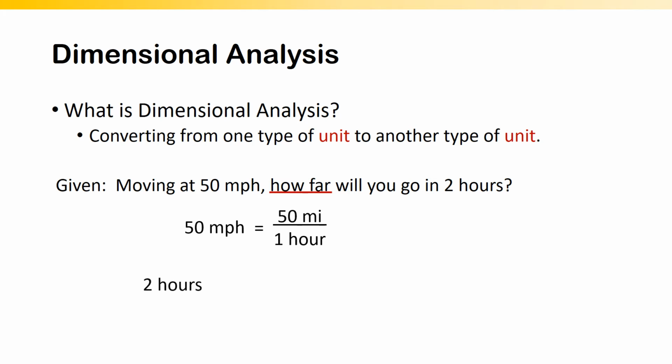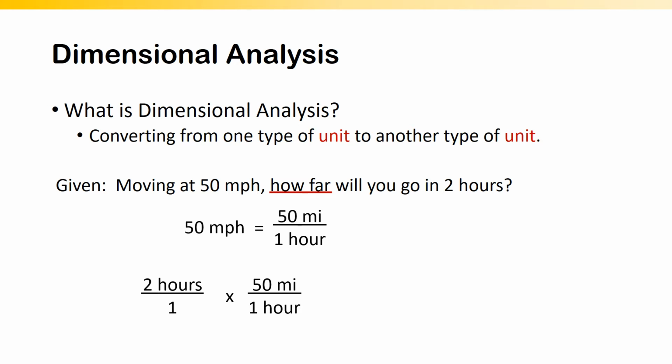So we're going to take what we're given, which is 2 hours, and we're going to put it over 1 to make it a fraction. Now we do that because the next number that we're going to plug into our equation is a fraction, and by placing our whole number in fraction form, it makes it a little easier for us to track what's in the numerator and what's in the denominator. And next we're going to multiply this by our fraction, which is our rate of speed, 50 miles over 1 hour. This is the first step in solving our problem.